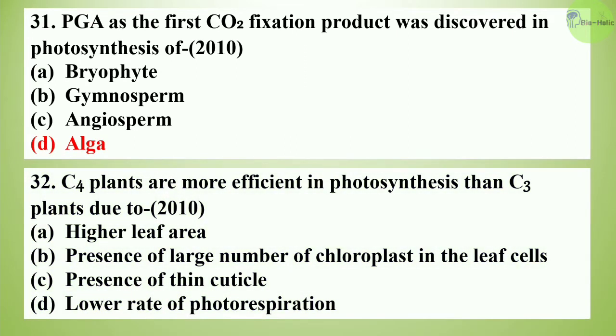Next is C4 plants are more efficient in photosynthesis than C3 plants due to higher leaf area, presence of large number of chloroplasts in the leaf cells, presence of thin cuticle, or lower rate of photorespiration. We know that in C4 plants there is lower rate of photorespiration, so option D will be the answer.